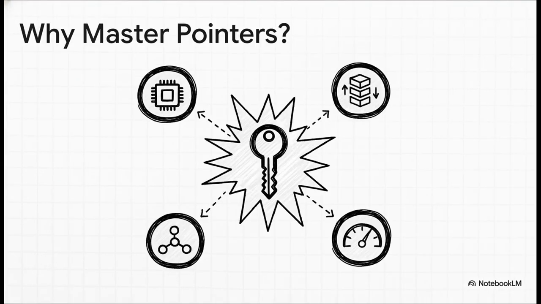So why do we go through all this trouble? Because pointers unlock everything that makes C so powerful. They let you manage memory on the fly. They let you write incredibly efficient code. They let you talk directly to hardware, which is critical for embedded systems. And they're absolutely essential for building advanced data structures. They really are the key to high-performance programming.